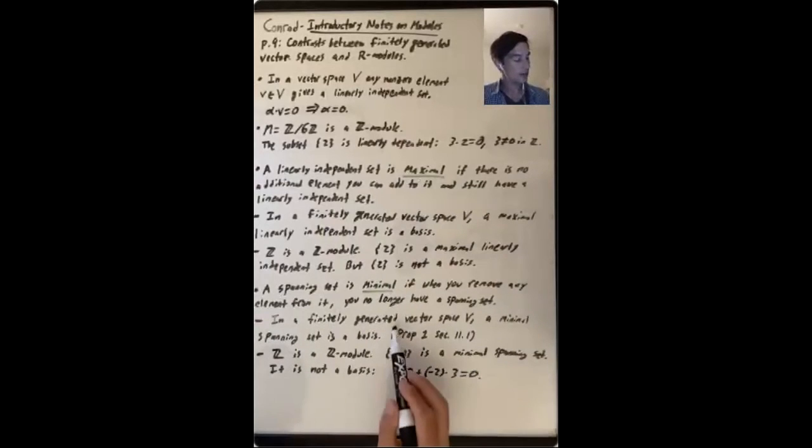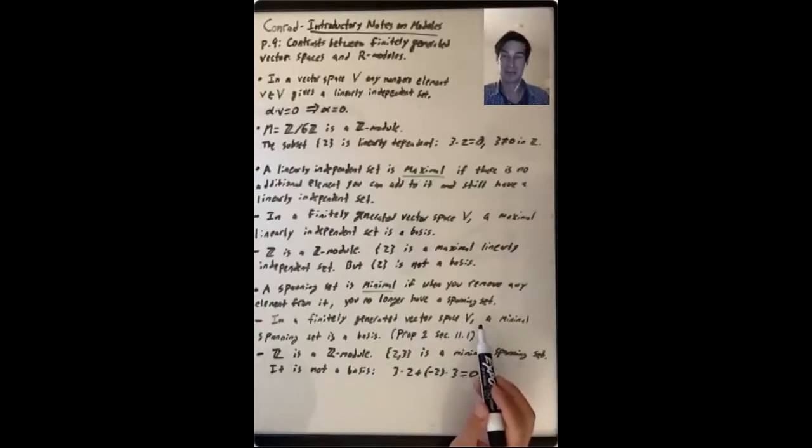In a finitely generated vector space V, a minimal spanning set is automatically a basis. Sorry, it's a spanning set, so it's definitely a spanning set. But if it's minimal, it's automatically linearly independent. If it were linearly dependent, then there would be some vector you could take out. Linearly dependent means there's some vector you can write as a linear combination of all the other ones. So take out that vector, and you'll still have a spanning set. So you didn't actually have something minimal.